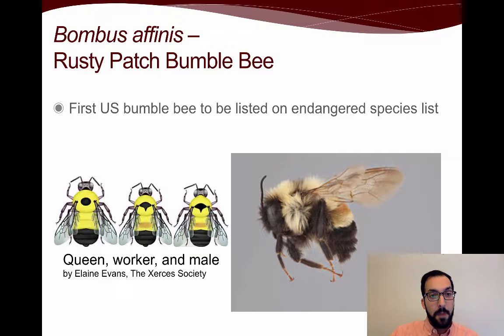And within bumblebees, we have a specific species that's already been considered endangered. This is the first U.S. bumblebee to be listed on the endangered species list. This is the rusty patched bumblebee.